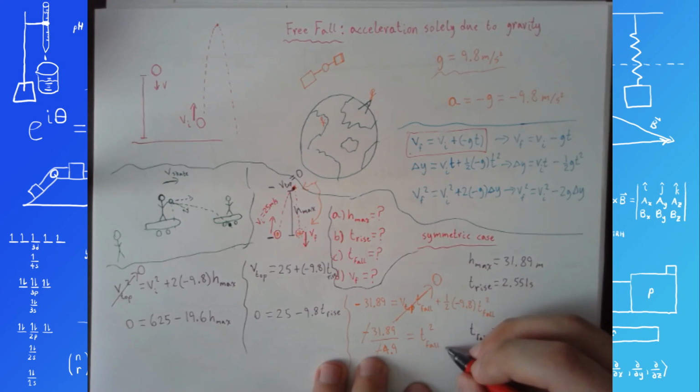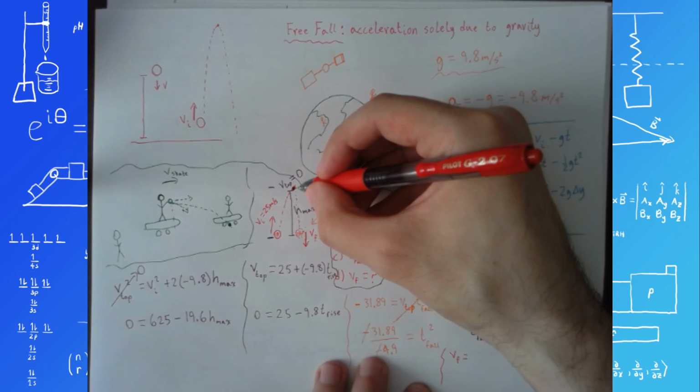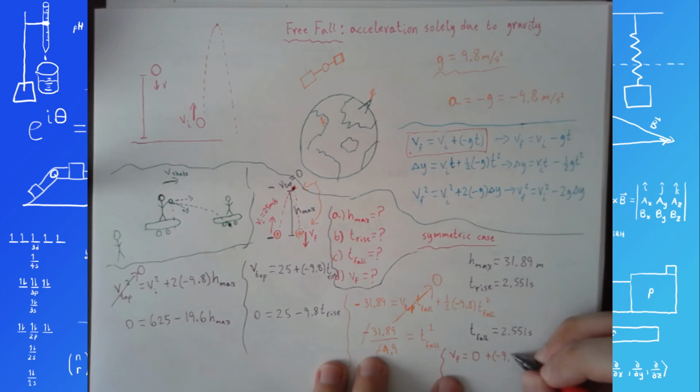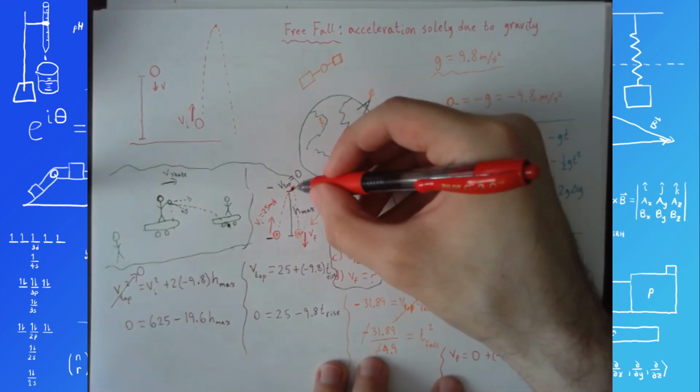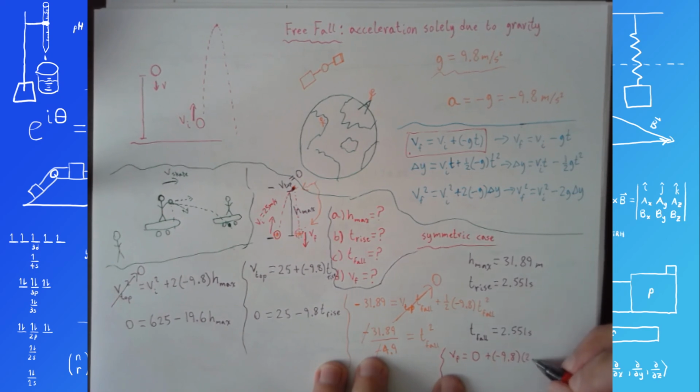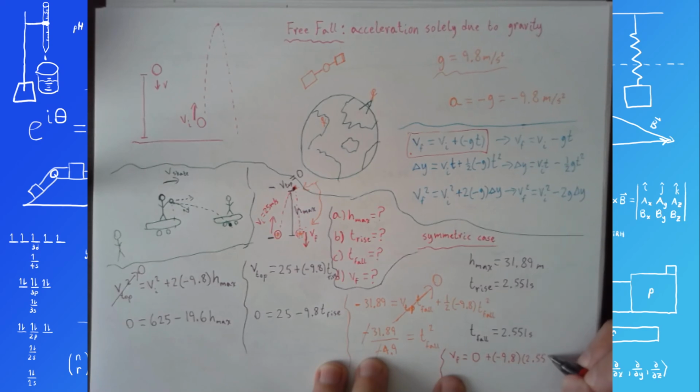So I'm going to do my second velocity, which I actually named v final, equals my first velocity for this interval, which is v top, which is 0, plus acceleration, which is negative 9.8, times the time for this period, which is the t fall that I just calculated, my 2.551.